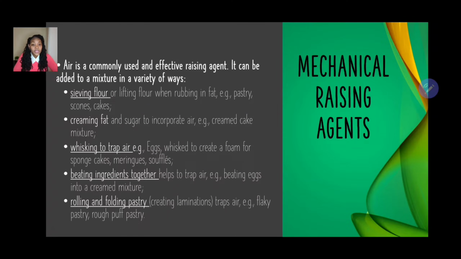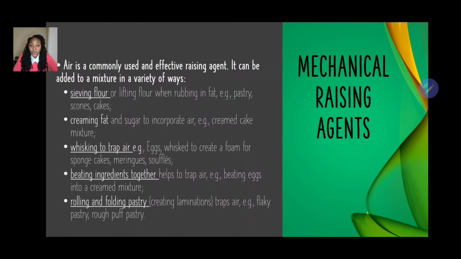Now, air is a commonly used and effective raising agent. It can be added to a mixture in a variety of ways. Now, did you know that air is a raising agent? Yes, it is. It is one that is not commercial, meaning that we can't go to the supermarket and purchase it, but we can incorporate air or aerate the product in the following ways. So we're looking at sifting flour, creaming fat, whisking to trap air, beating ingredients together, and also rolling and folding pastries.